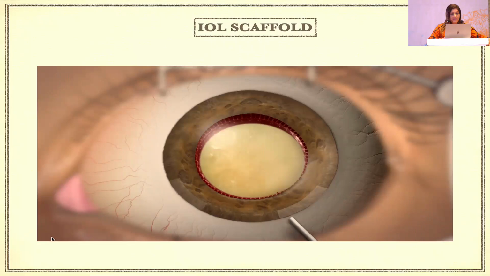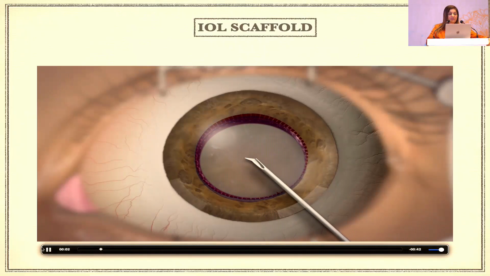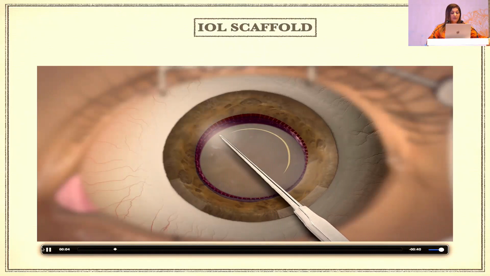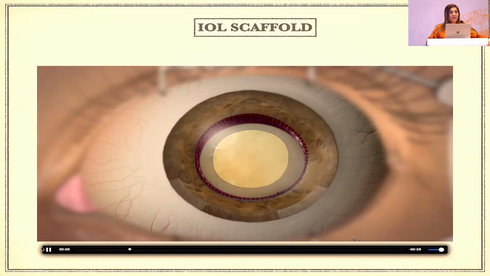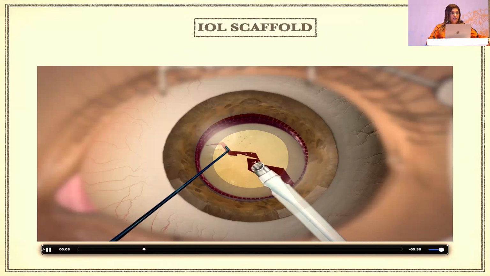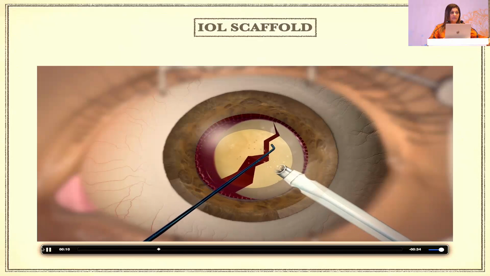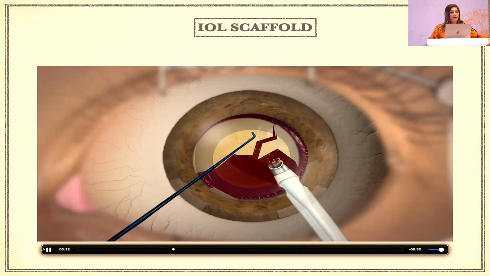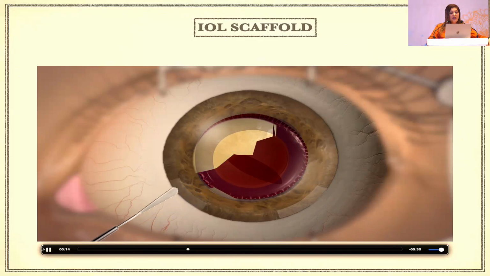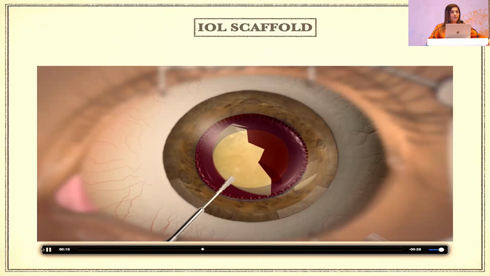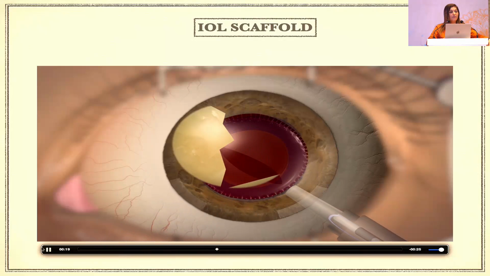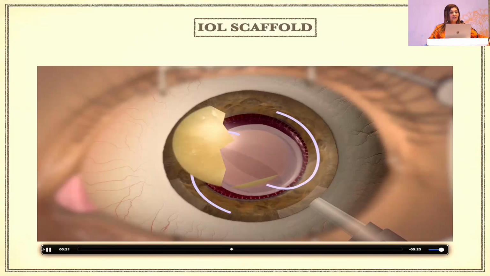Now, this is an animation. This animation describes the IOL scaffold procedure. Whenever we do phacoemulsification, whenever we have retained fragments, if you have a good amount of rhexis margin, I would recommend surgeons to do this. Now, there are various permutations and combinations to be applied into this.